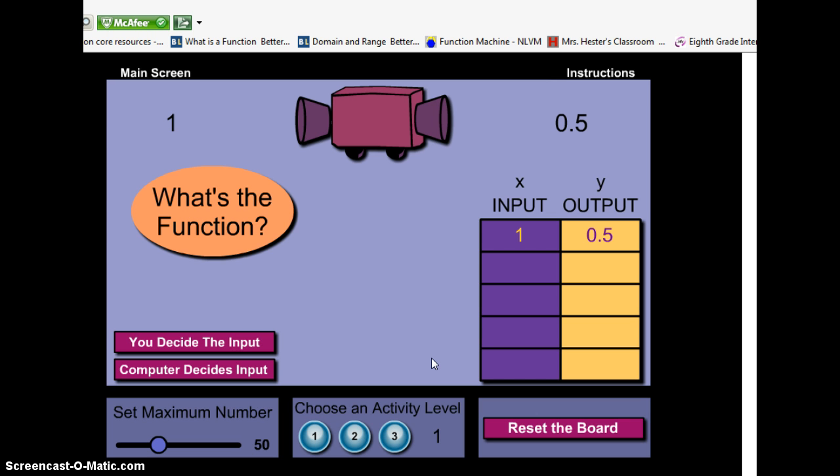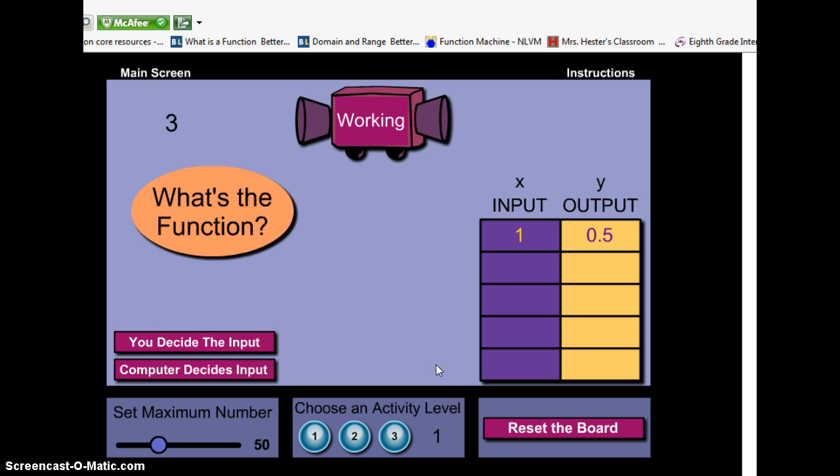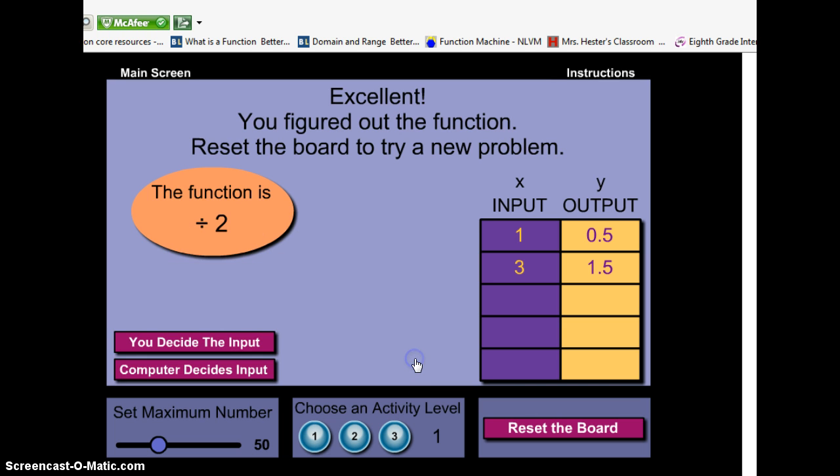And a 0.5 came out. So our function rule could either be x divided by 2, or it could be x minus 0.5. We'll put in a 3, just to be sure, and figure it out. So we got a 1.5. I believe that would be x divided by 2. So that was our function rule. If you notice, we're looking at our inputs and how we got to our outputs.